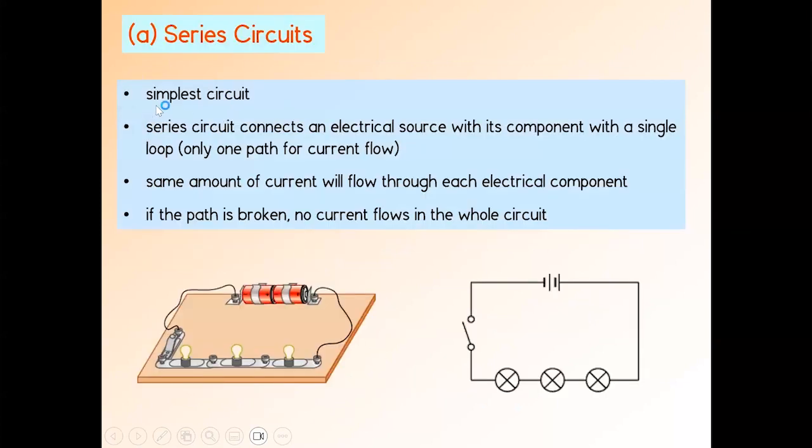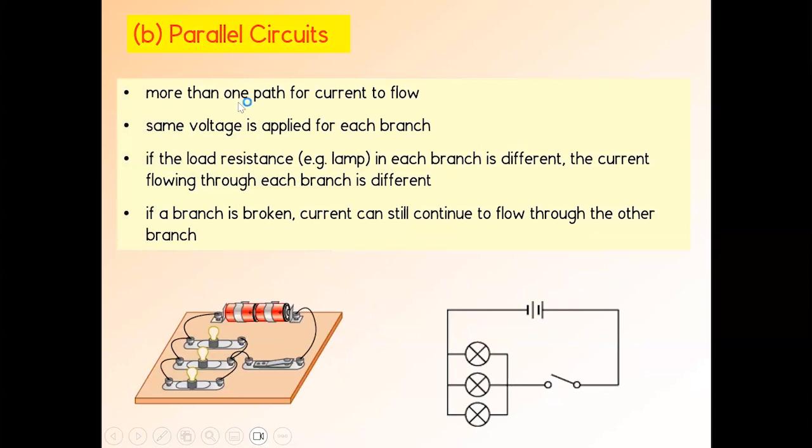Now, series circuit, simpler circuit here, only one path for current to flow. Now, take note, in the series circuit, current is the same throughout. Okay, and then if let's say any part of the path is broken, no current can flow in the entire circuit. Parallel circuit, there will be more than one path for the current to flow through.